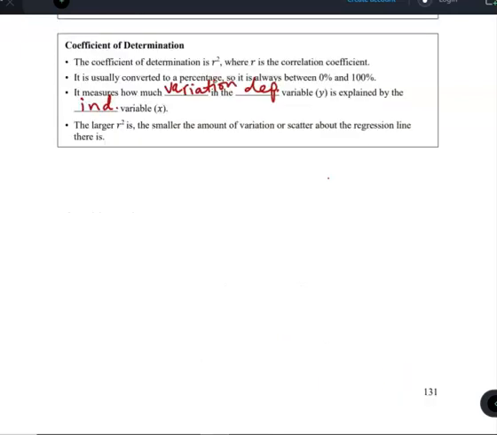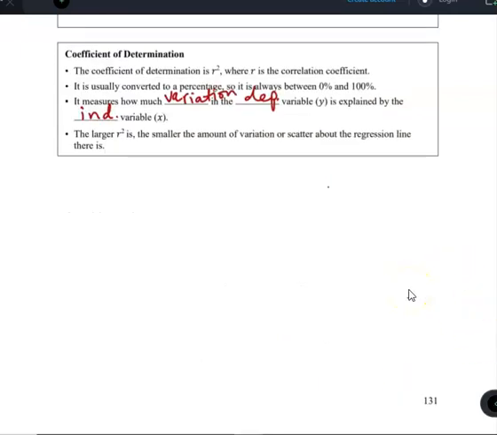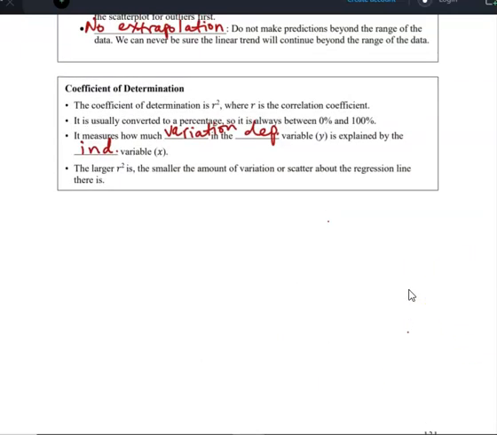We will do some practice looking at this coefficient of determination tomorrow in class. So make sure you bring your notes with you, and I'll see you then.